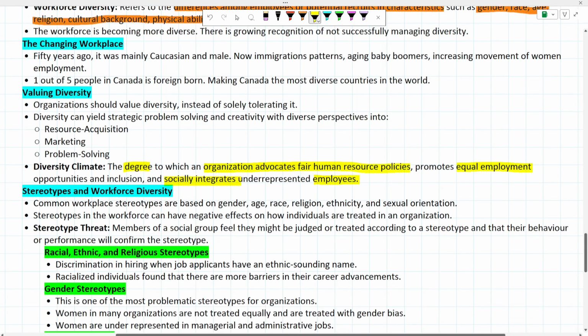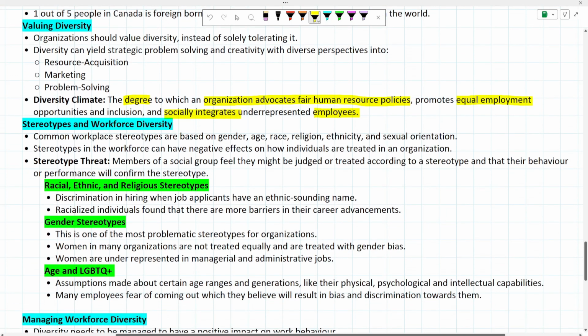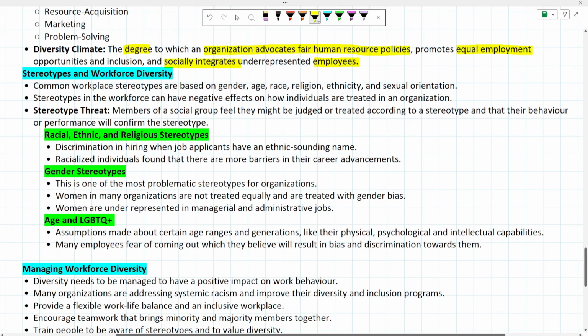employees. So stereotypes and workforce diversity. Common workplace stereotypes are based on gender, age, religion, race, ethnicity, and sexual orientation. Stereotypes in the workforce can have a negative effect on how individuals are treated in an organization. Stereotype threat: members of a social group feel they might be judged or even treated according to a stereotype that their behavior or performance will confirm.